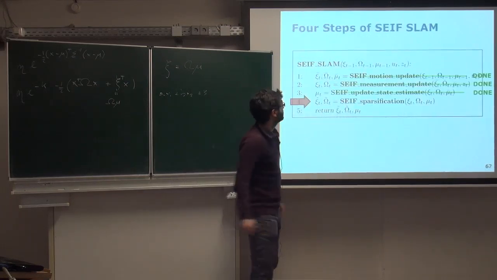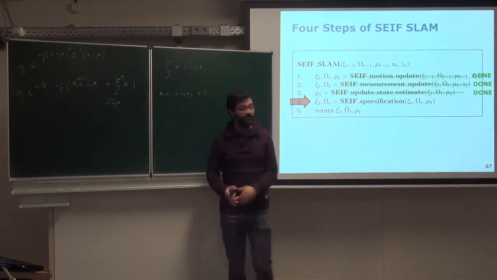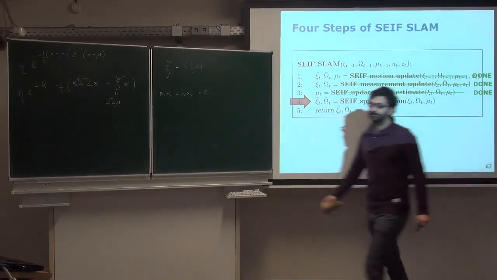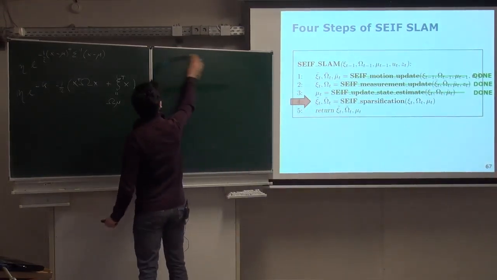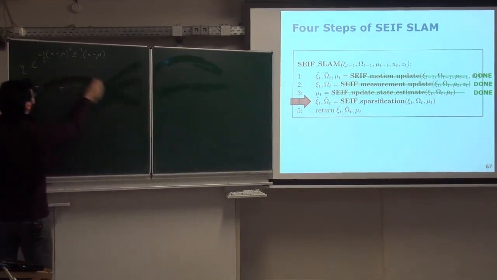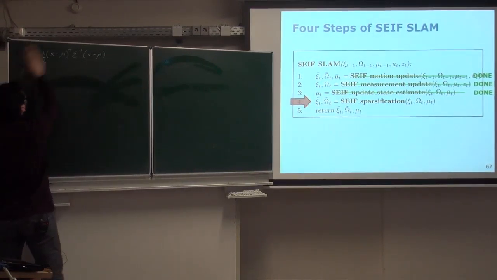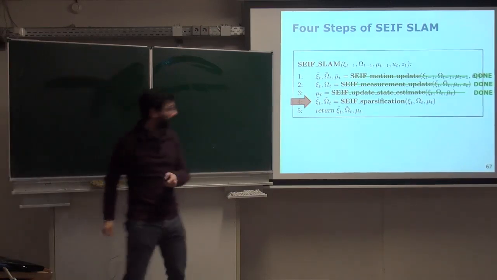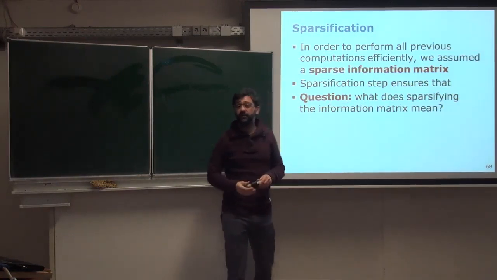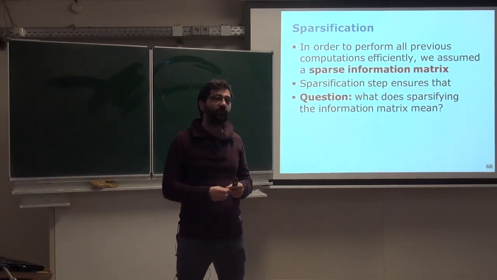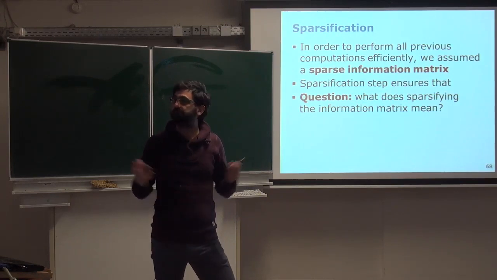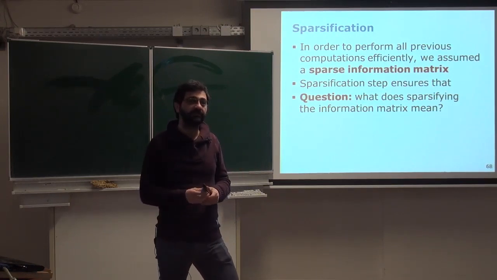So the last thing that actually is left to explain is the sparsification. It seems involved from the equations and everything there, but it's not that involved once you understand what the equations are actually saying. So let's see. First of all, do you remember what we said about what we sparsify and what it means to sparsify the information matrix? Does anyone remember what's the implication of that?